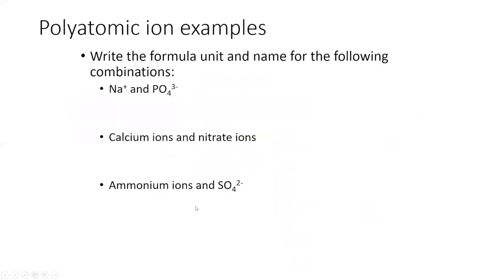Okay, so let's do some practice with these polyatomic ions. So in this situation, we want to write the formula unit and the name for these combinations. All right, so for this first one, we can just do our crossover technique, and this +1 becomes a subscript on phosphate. This right here, you have to memorize, is called phosphate. Okay, and this 3 becomes the subscript on the sodium. So the formula would be Na subscript 3 and then PO4.